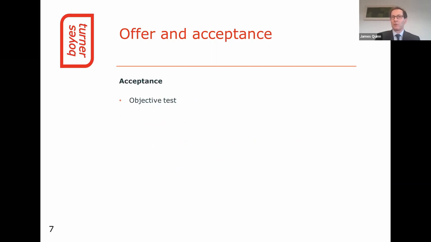So turning now to acceptance, there will be acceptance where there is a final and unqualified assent to the offer. Once again, when assessing whether there has been valid acceptance, the court will apply an objective test. Therefore, there will be an objective assessment of whether the words or conduct of the offeree will be treated as a valid acceptance. For example, simply acknowledging receipt of an offer document should not constitute acceptance.